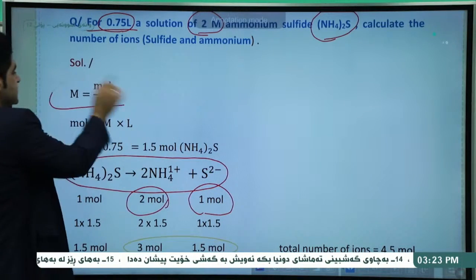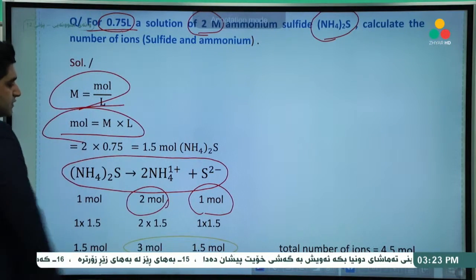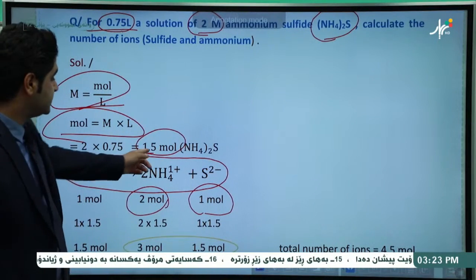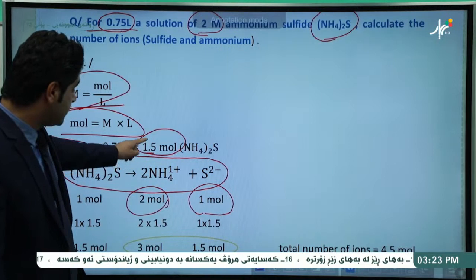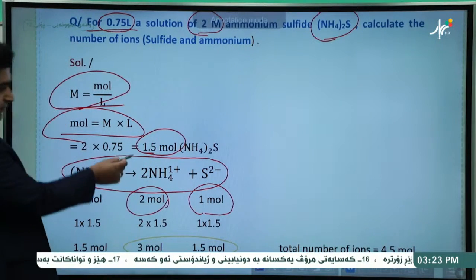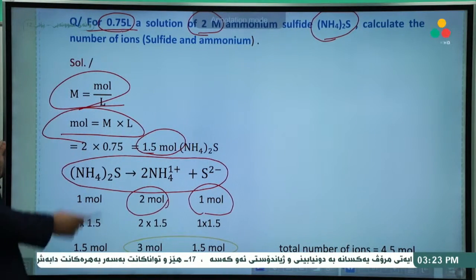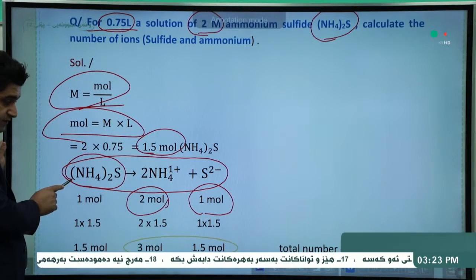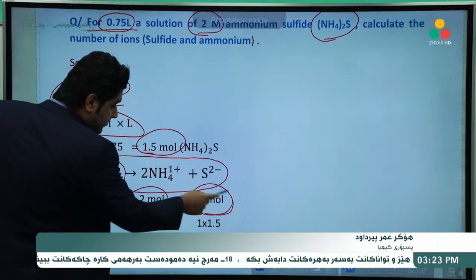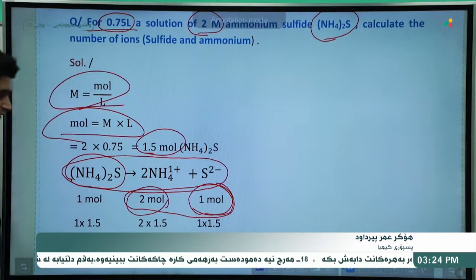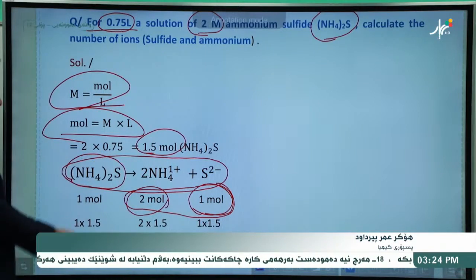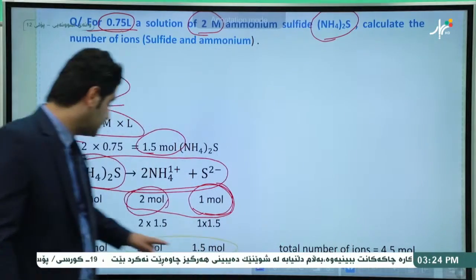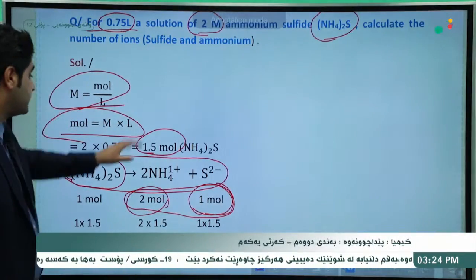We know that molarity is equal to moles per liter. So moles is equal to molarity times volume in liters. Moles is equal to 1.5. Oh, now we have to multiply our result by 1.5. Okay? We have to multiply our result by 1.5. For 1 mole of (NH4)2S, excuse me, we just get 3 moles of the ions. But for 1.5 moles, we get 4.5 moles. Okay, because we multiplied our result by this number of moles.